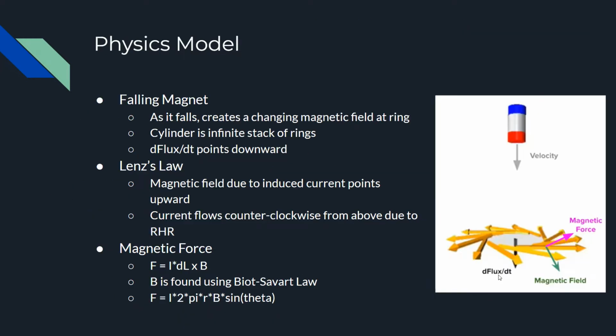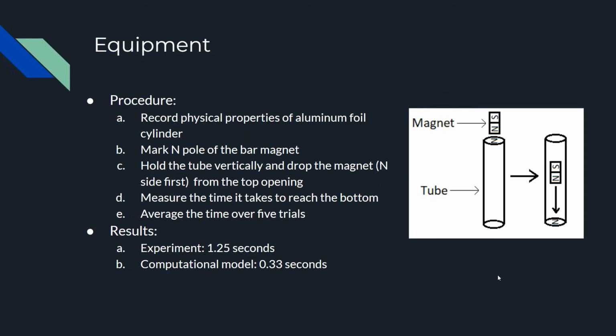Now, physics modeled the falling magnet, and as it falls, it creates a changing magnetic field at each ring. A cylinder is essentially an infinite stack of rings where dΦ/dt points in a downward direction. According to Lenz's law, the magnetic field due to induced current points upward, and the current flows in a counterclockwise direction from an above point of view due to the right-hand rule. Magnetic force was found using the following formula, where magnetic field was found using the Biot-Savart law.